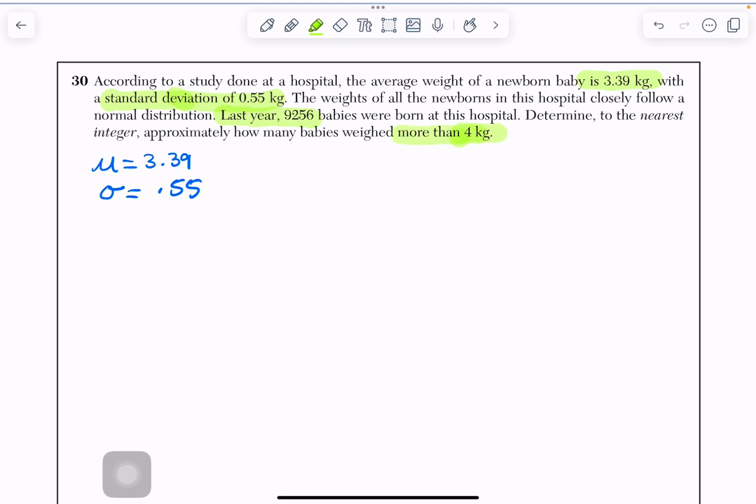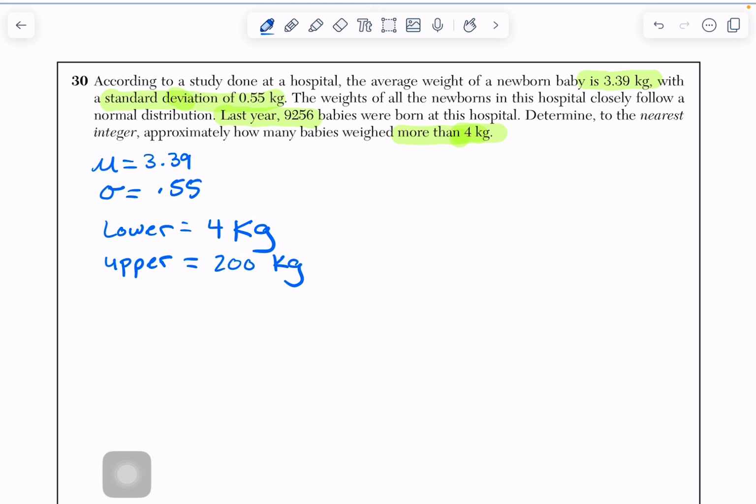All right, so our lower limit is going to be equal to 4 kilograms. And for the upper one, we can make something ridiculous and we'll still get the number, just to make sure that we cover everything. The upper would be equal to, let's say, 200 kilograms. There's no way there's going to be a 200-kilogram baby. So we can do that. Let's go to the calculator and put those in.